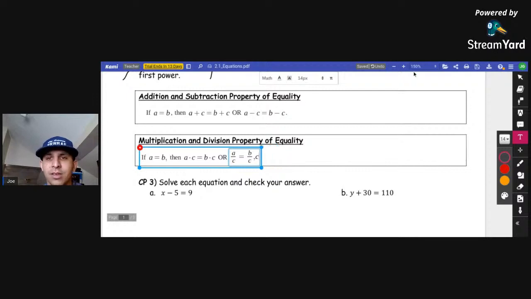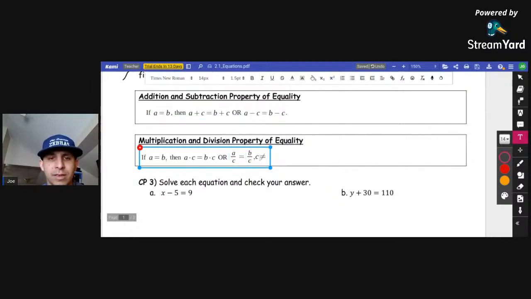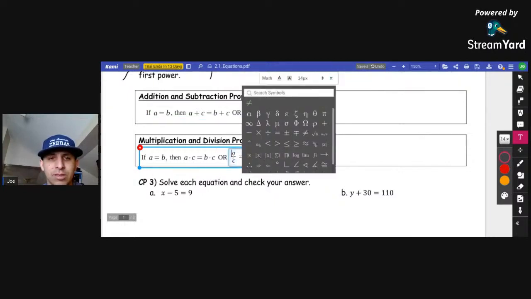I wonder if they have a symbol for this. Let's see. Symbol palette. Perfect. There you are. See, so if you're wondering what that symbol actually represents, let me get back to the math.